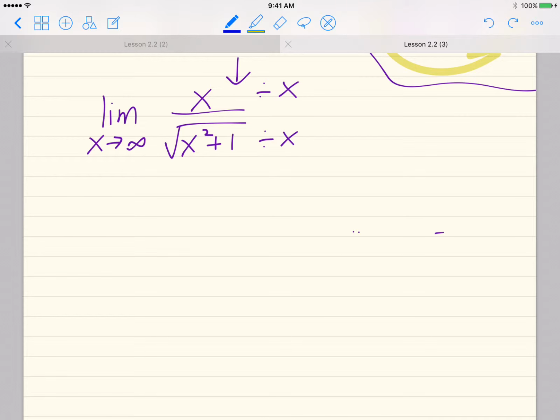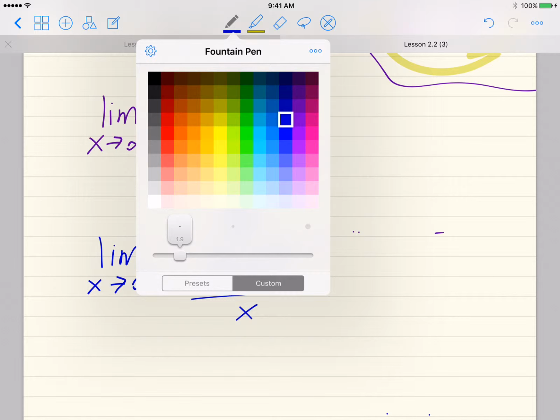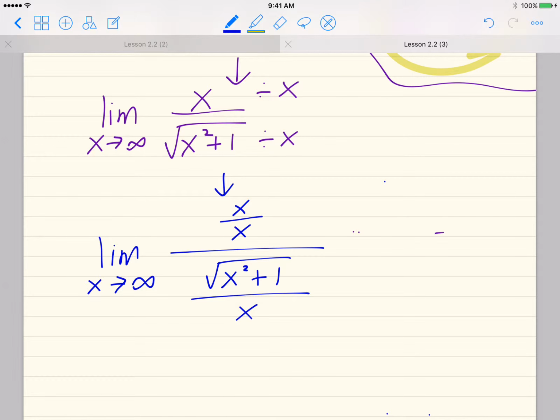Our new numerator becomes x divided by x. Our denominator becomes the radical x squared plus 1, over x. And we're still finding the limit of this as x approaches positive infinity. There's nothing difficult about the numerator; x over x is just 1. But we have to do something about this: we have the square root of x squared plus 1 divided by x. That doesn't simplify as it is.